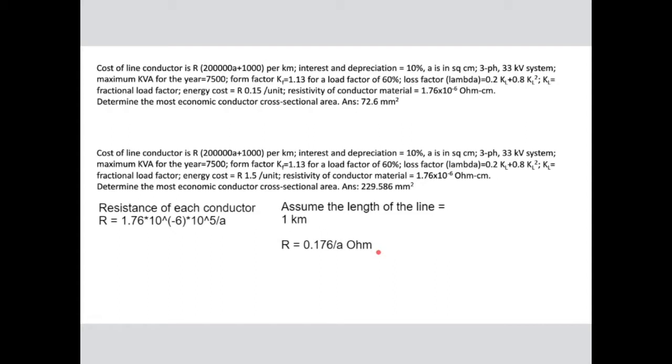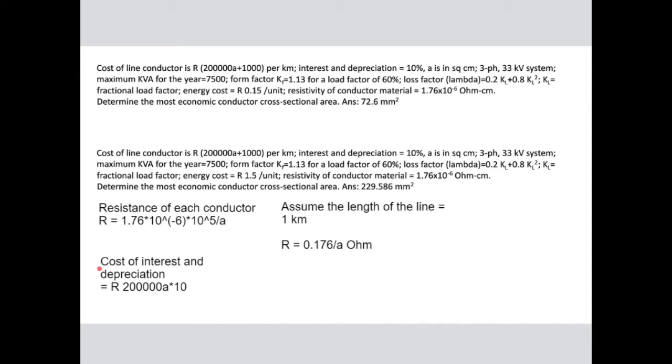Okay, so we have the resistance of each conductor. Let's go to the next step, which is the calculation of cost of interest and depreciation. Cost of interest and depreciation is how much? It's rent. We can take the part directly which has A in the expression, meaning 200,000 A, and the interest rate is 10%.